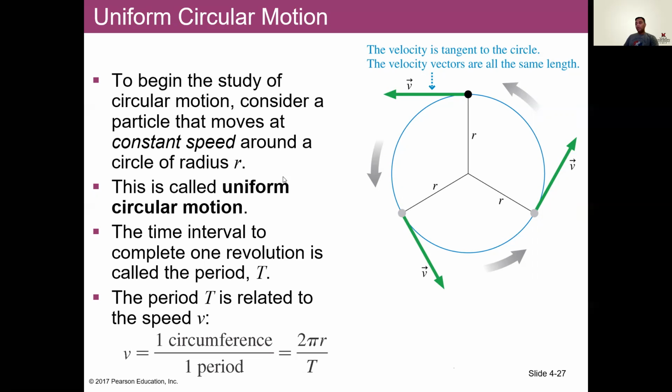Secondly, the uniform part, okay? The uniform part makes sure that you are covering an equal amount of distance in an equal amount of time, basically saying that your speed is not changing. If you look at the length of these arrows, the green lines that you're seeing here, we see that these lengths are not changing from one place to another, basically saying that the speed is constant.